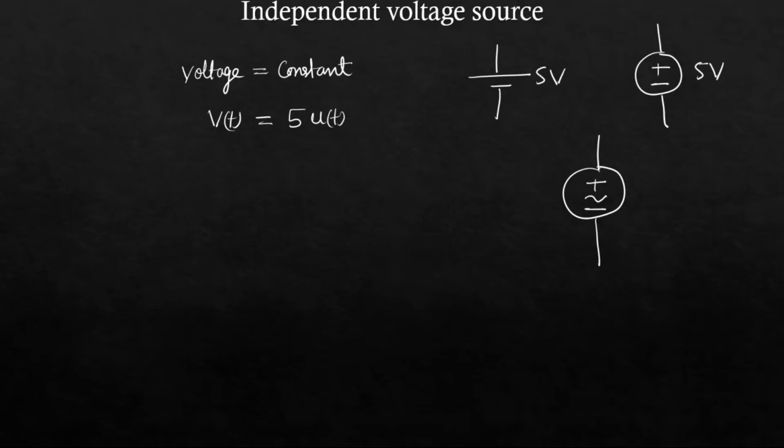This is my independent voltage source. Remember, independent voltage source means its voltage is constant. It does not depend on any other parameter. The voltage can be time varying also, like this. But here also the voltage is dependent only on time. It does not depend on any other parameter. As you can see here, this is an exponentially decreasing voltage, but it is decreasing with time. It is not depending on any other parameter.